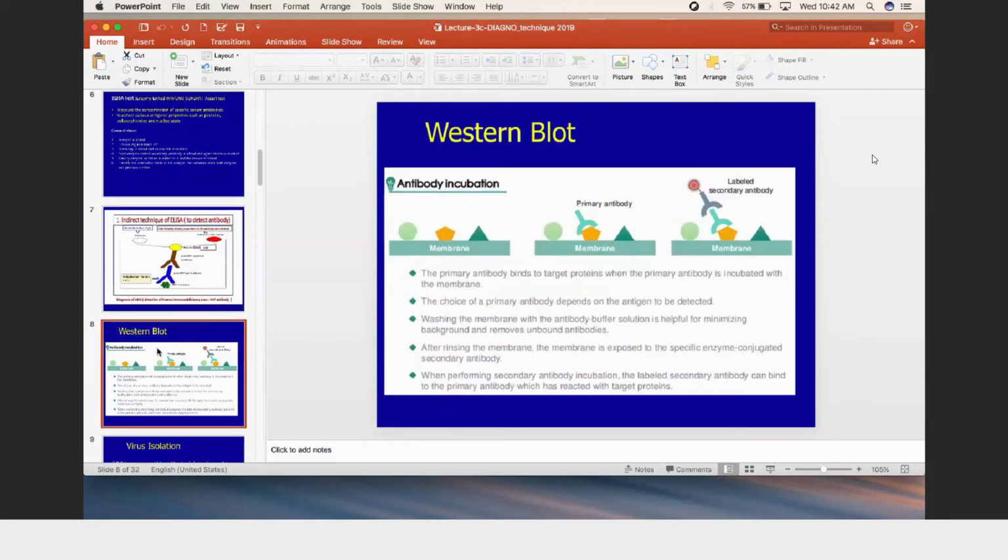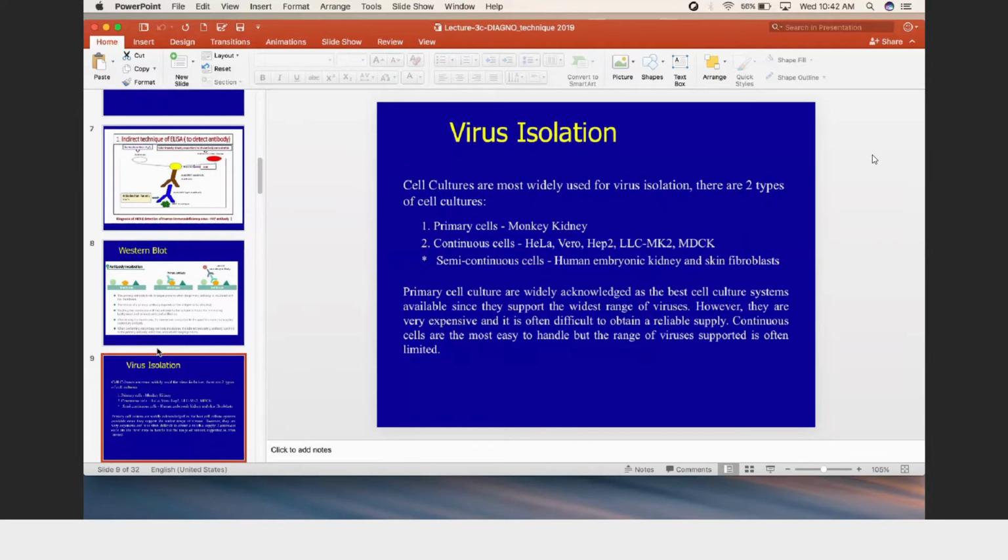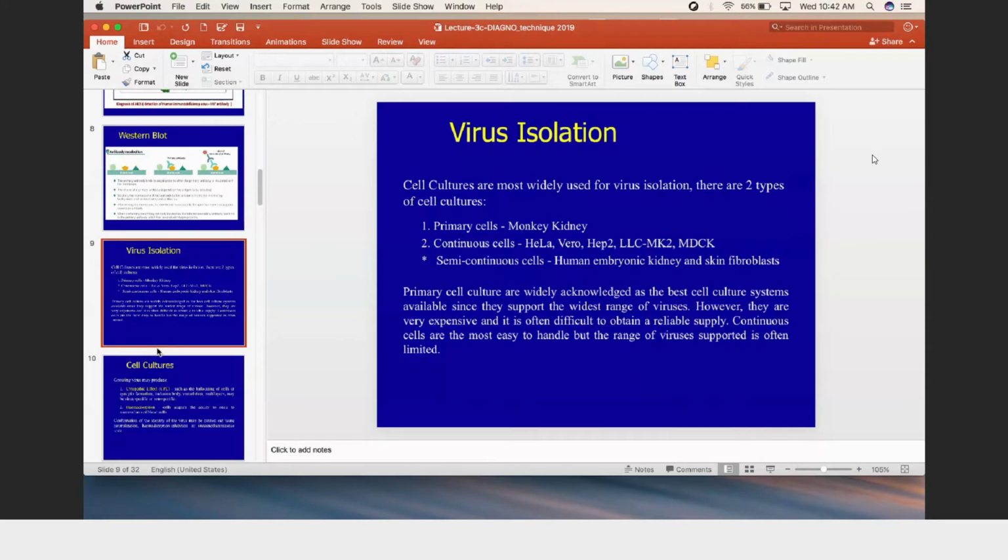So this is the Western blot. Virus isolation means getting the virus from cells, using primary cells such as monkey kidney, but you need to obtain tissue from the animal, which to me is not the best method, because every time you do virus isolation you have to kill the animal to prepare this. But continuous cells are readily available. You can get them from a commercial supplier. There are various types of continuous cell.